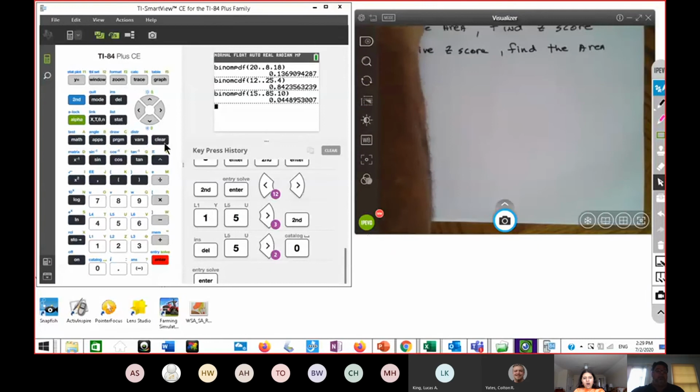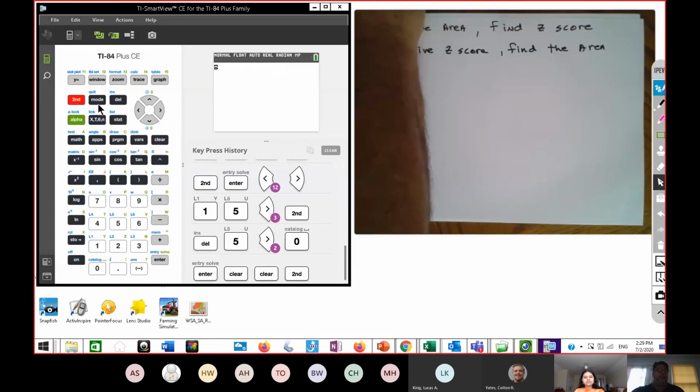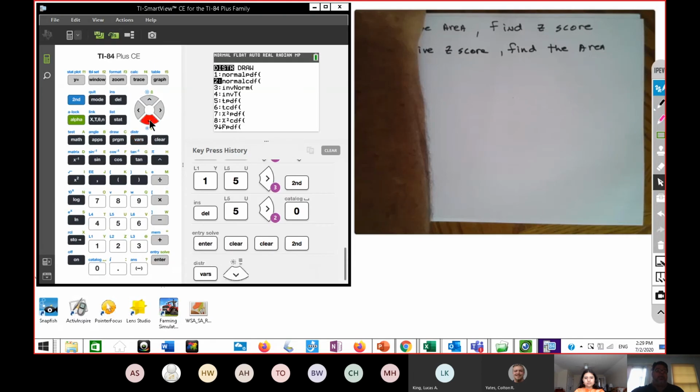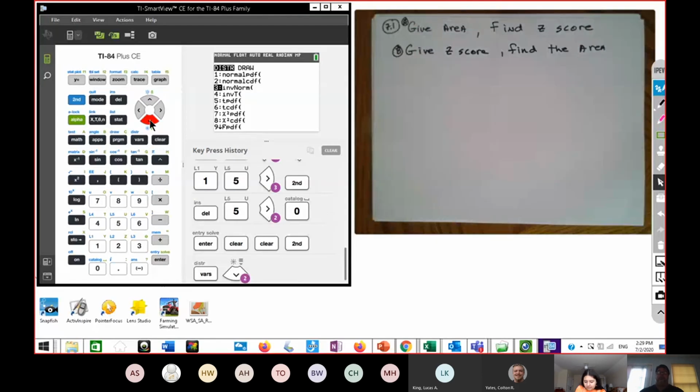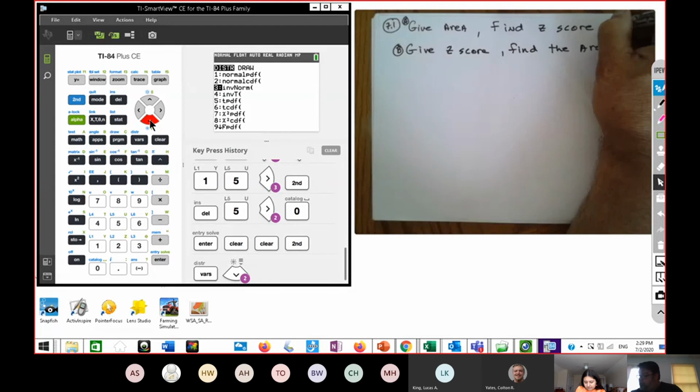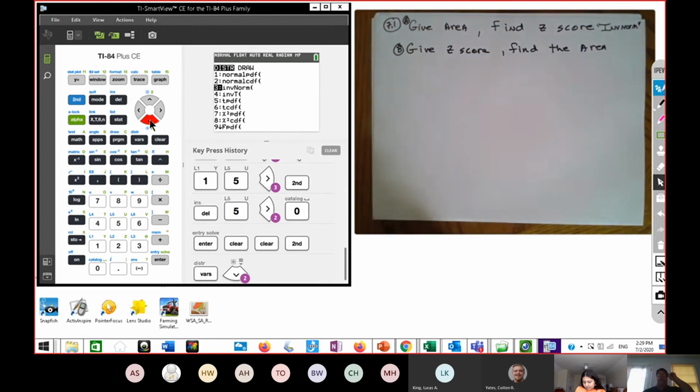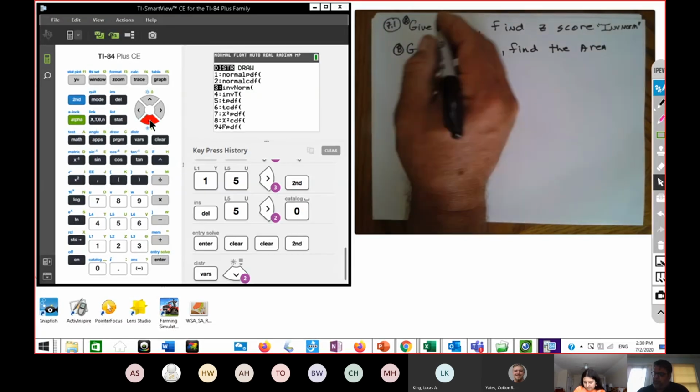You hit second Vars, normal PDF, and normal CDF, and inverse norm. Inverse norm goes with the first one. Second Vars, inverse norm. And then normal PDF or normal CDF, I gotta punch it in because I always forget. I think it's CDF, but I'm not sure. Yeah, I think it is. Normal CDF, I'll punch that in.